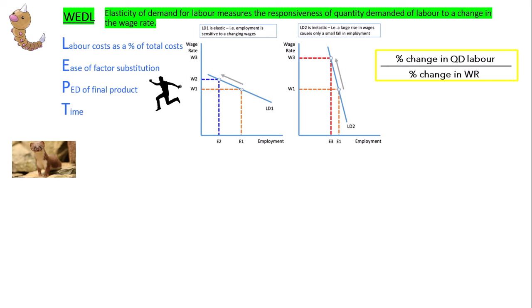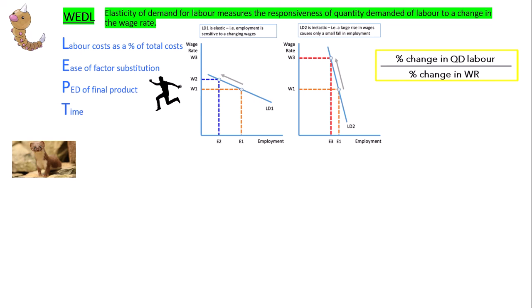Okay, so for example, if a firm has got small labour costs as a percentage of total costs, these tend to be for very big companies or very expensive industries. For example, in engineering or in banking, the actual labour costs are quite small because the other costs of running the business are very high. Therefore, if the wage rate goes up, as you can see in the LD2 curve, there will not be a large fall in employment because the firm can swallow up the higher wage costs because it doesn't take up a large proportion of total costs. They won't feel it as much.